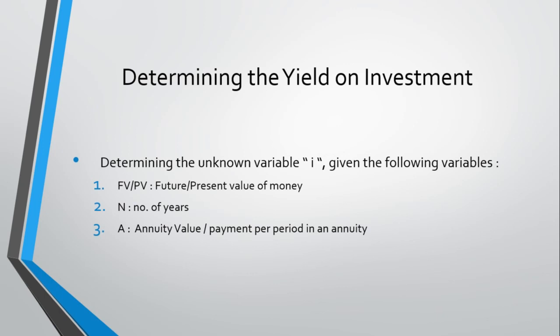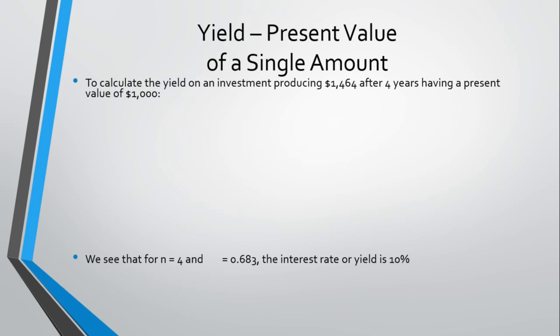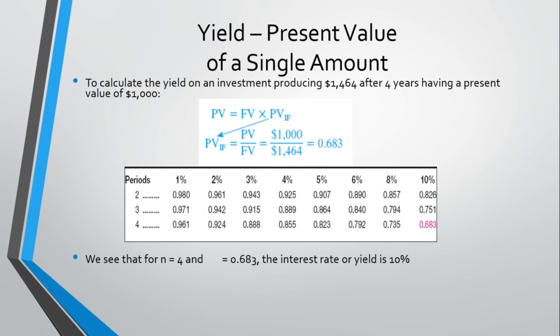Determining the yield on investment. Determining the unknown variable i given the following variables. Yield, present value of a single amount. To calculate the yield on an investment producing 1,464 after 4 years having a present value of 1,000, it's pretty simple. You just plug and chug all the numbers based on the tables you're given.